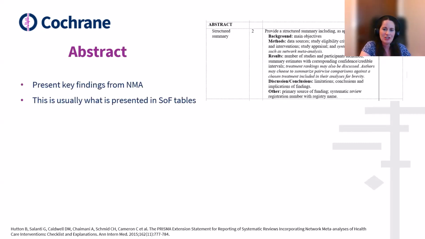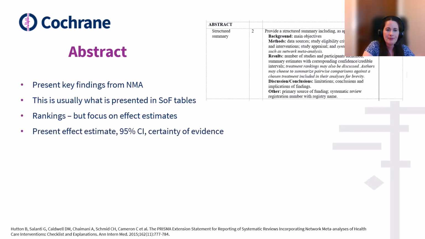In the results section, a short summary of the main findings from the NMA should be included. This is usually what is presented in the summary of findings tables. Some reviews focus on the rankings, but there should be caution when interpreting these. The effect estimate should always be given with the 95% confidence interval or credible intervals. It's also important to provide the certainty of evidence along with the effect estimates and use these to develop the language used to describe the results.